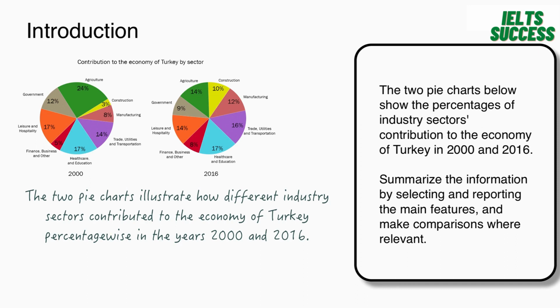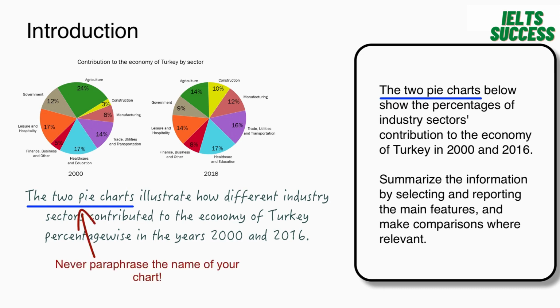and 2016. You can notice that I did not change the name of the chart, and you also should never paraphrase the name of your chart. If you get a map, write map. If you get a table, write table. And if you get a graph, write graph. So I also kept the same expression, the two pie charts.